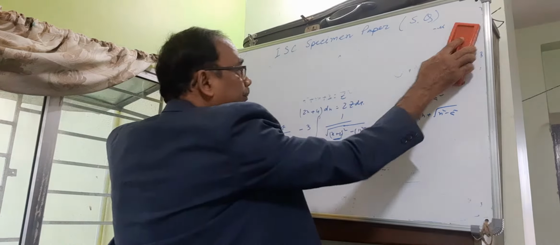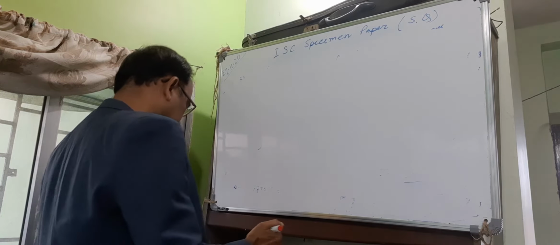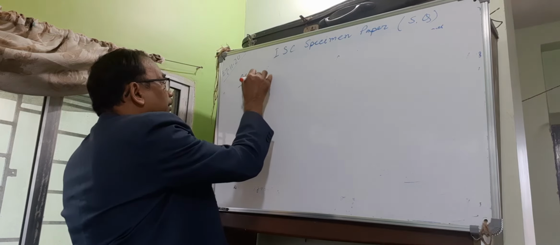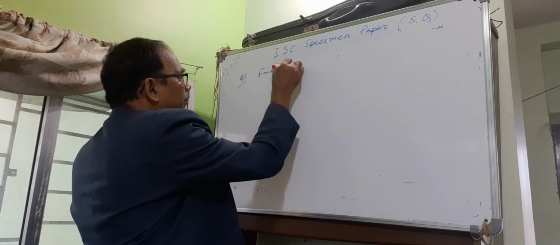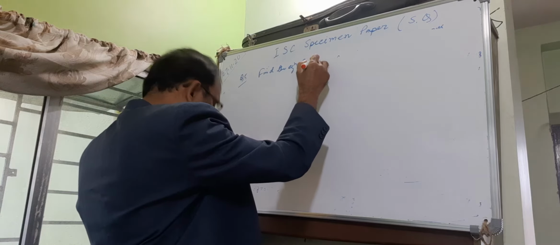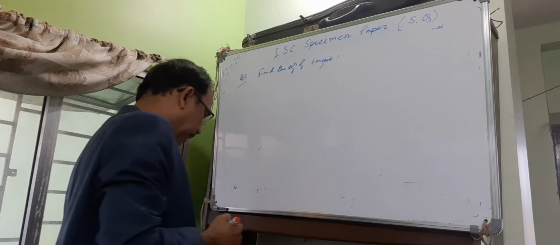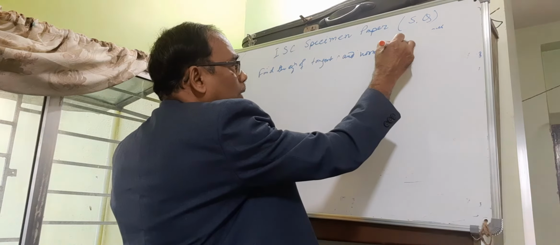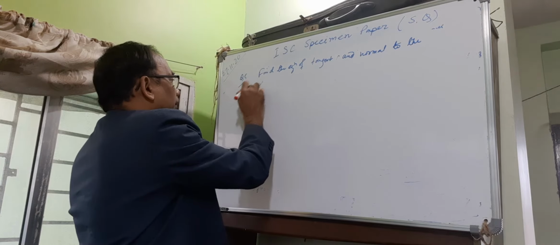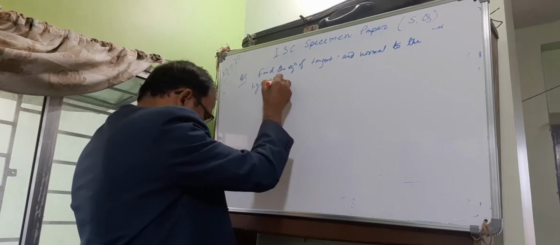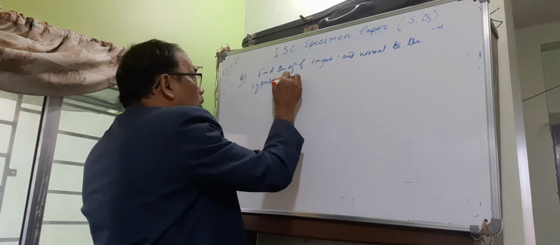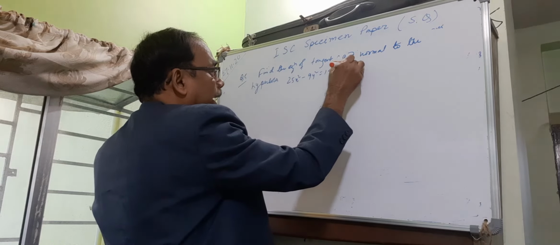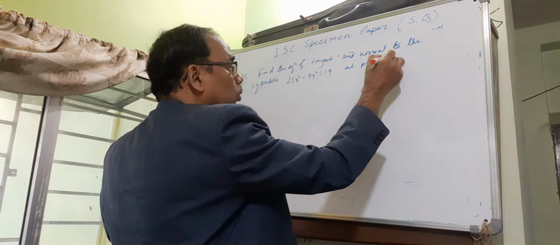Next, sum number 5. Question number 5: find the equation of tangent and normal to the hyperbola 25x square minus 9y square equals 90 at point minus 2, 3.